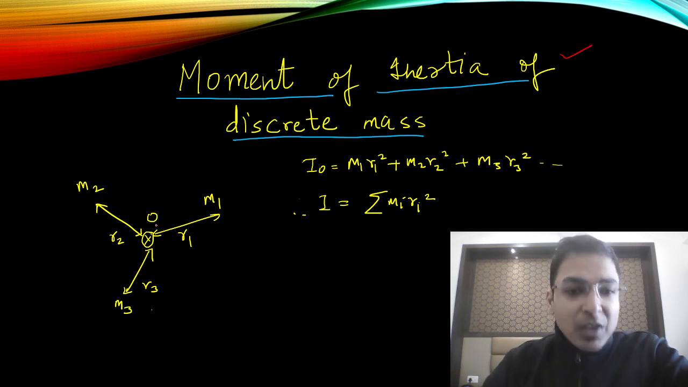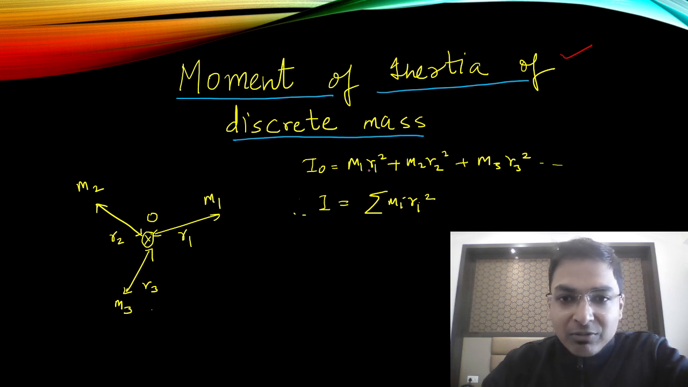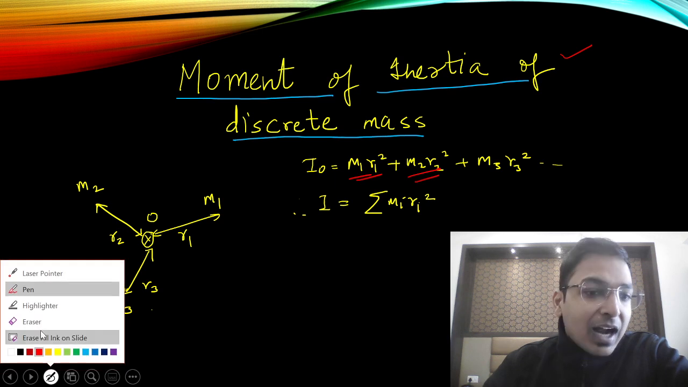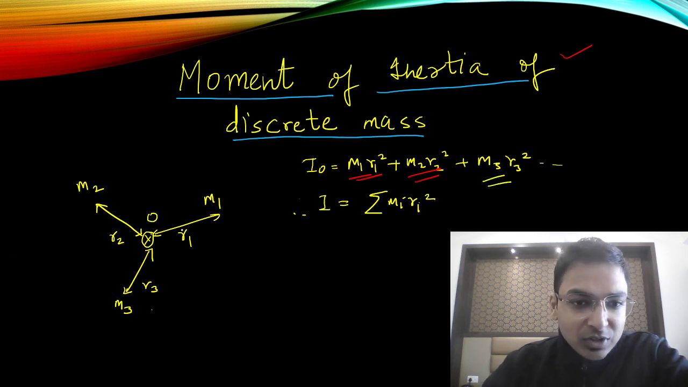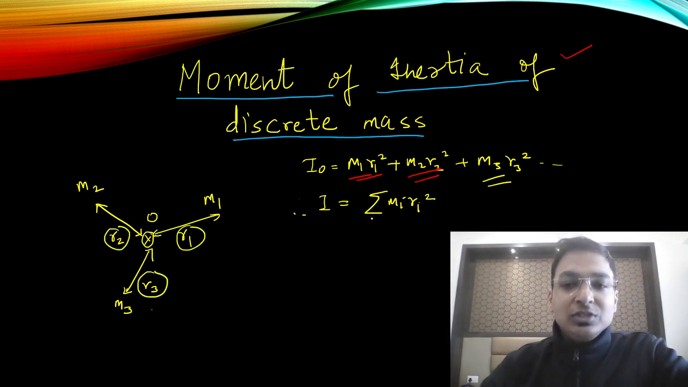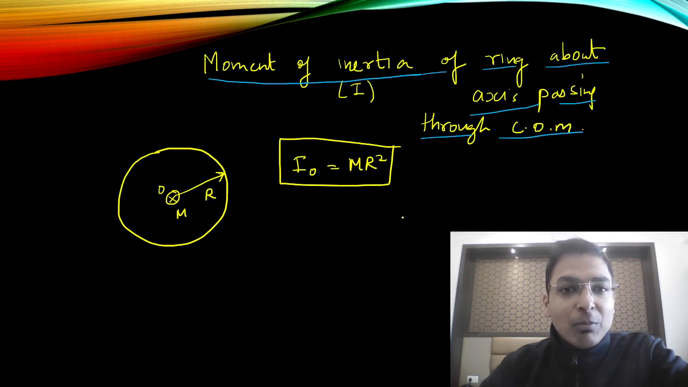What is the formula? So if you find the moment of inertia about O, it will be m1 r1 square plus m2 r2 square plus m3 r3 square. Okay guys, what you basically have to do is take the distance. The distance of this is r1, the distance of this is r2 and r3. So the simple formula can be written as sigma mi ri square. Okay, moving to the next.